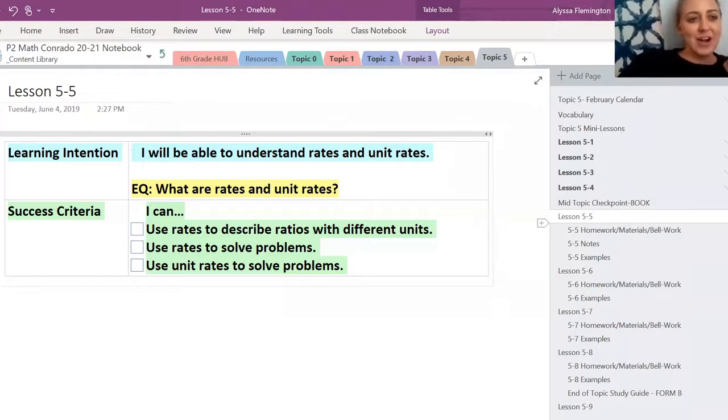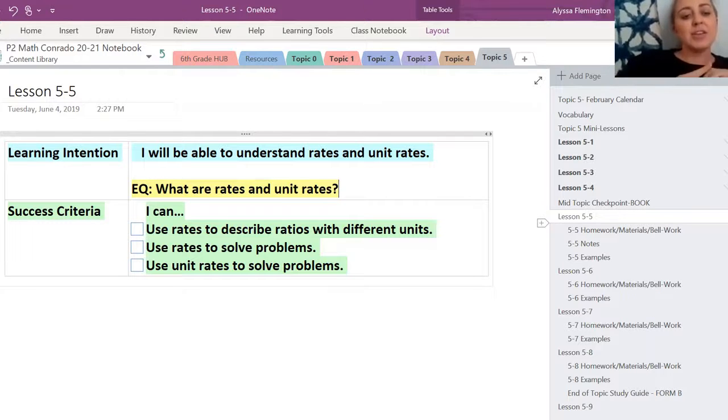Good afternoon, y'all. This is lesson 5-5. Aren't you ready for your learning intention? What's the point of us learning today? Well, I'm going to tell you. I will be able to understand rates and unit rates. What is our essential question? What should you be able to answer by the end of today? What are rates and unit rates? And how do you know you're successful?